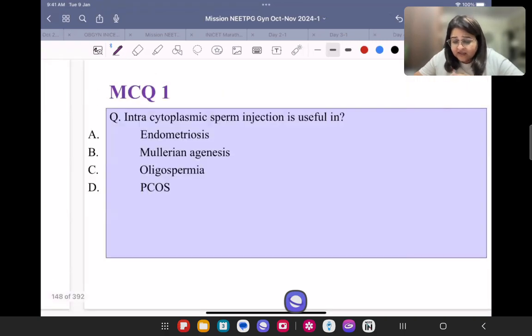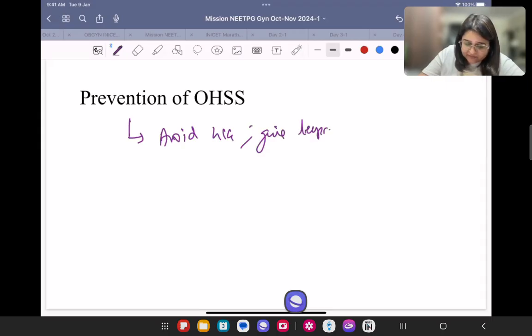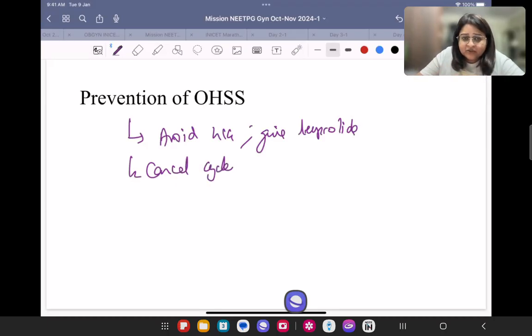Okay. And lastly, before we finish this topic, how do you prevent OHSS? So one is you can avoid HCG. So give leuprolide instead as the trigger. You can cancel the cycle. If you feel that the risk is too much, just stop the cycle. Don't do anything. Especially don't do the embryo transfer. If you do the embryo transfer and she becomes pregnant, the HCG levels are going to rise even further and it will worsen the whole scenario.